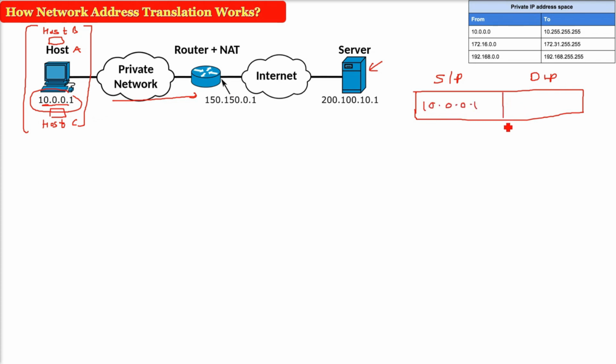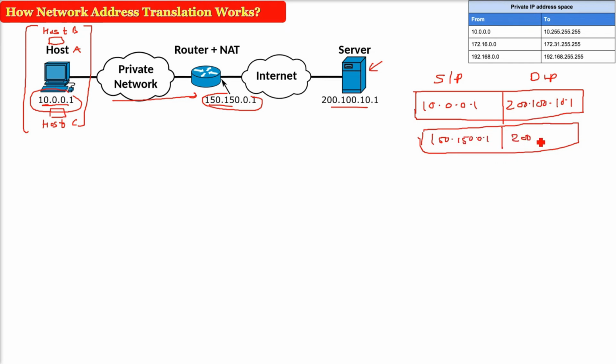The destination will be what? 200.100.10.1, no problem with that. The source wants to get connected to a server or a website. So now the router will do what? It cannot send that private address because it is not known. So it will change this 10.0.0.1 to its own IP, which is a public IP, 150.150.0.1. And the destination IP will remain the same, 200.100.10.1.